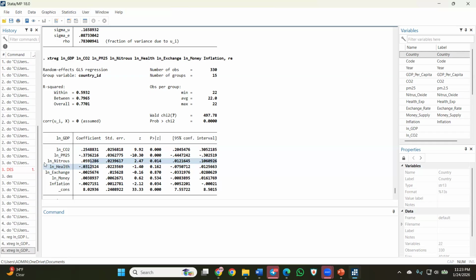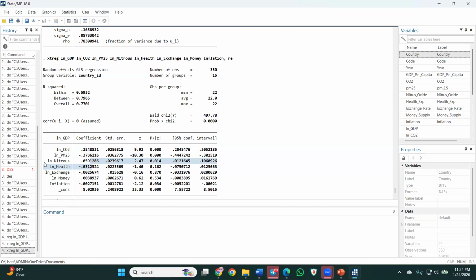In this study, the GDP is our dependent variable. So CO2 is showing a coefficient of 0.25. In percentage terms, it is approximately 25%. It means that if there is a unit change, a single change in CO2, it will cause approximately 25% change in GDP. That's the meaning of the coefficient.